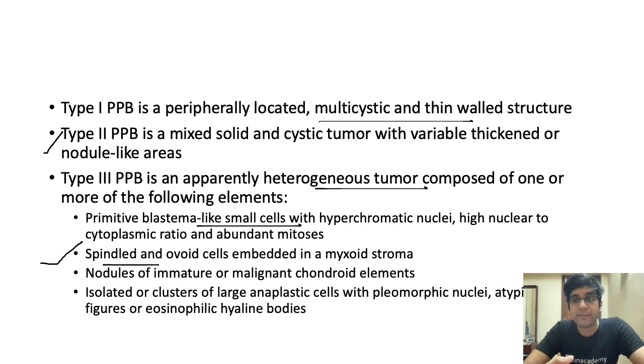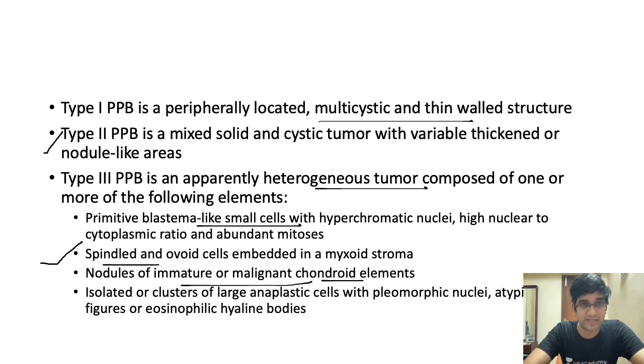So it might be totally immature, or it can show some degree of maturity towards some lineage. I can have immature chondroid elements as well. So one more differential diagnosis could be a mesenchymal chondrosarcoma, because that also will have a small round blue cell morphology plus a chondroid differentiation. Again, you should be very, very careful to differentiate these 2 lesions, right?